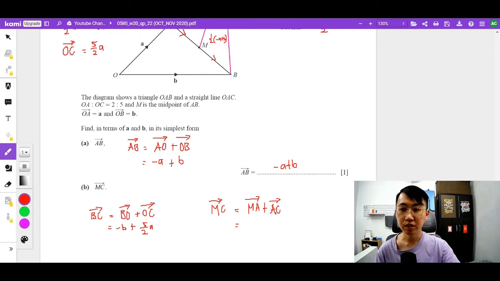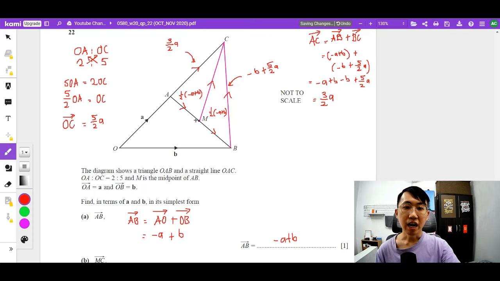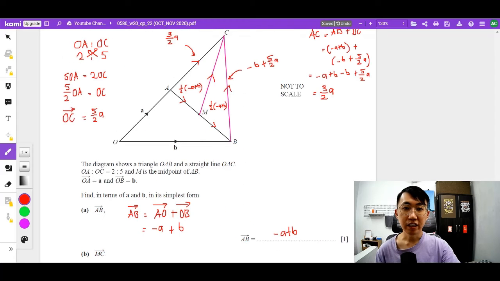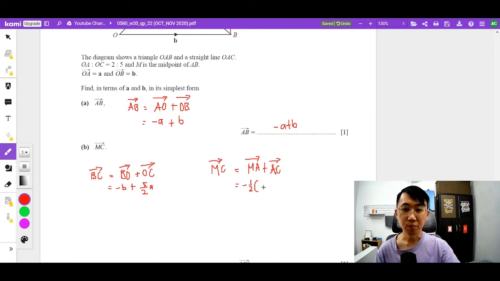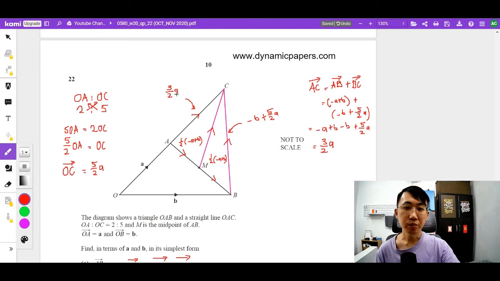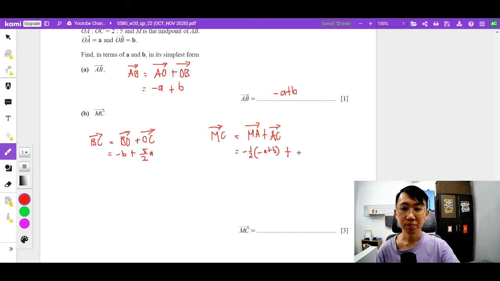So let's label what is MA. MA is reverse of this direction, so you put negative in front. Negative half followed by negative A plus B. Okay, copy negative A plus B. So go ahead and find what is AC just now. AC was found to be 3 over 2A. So put up the information.